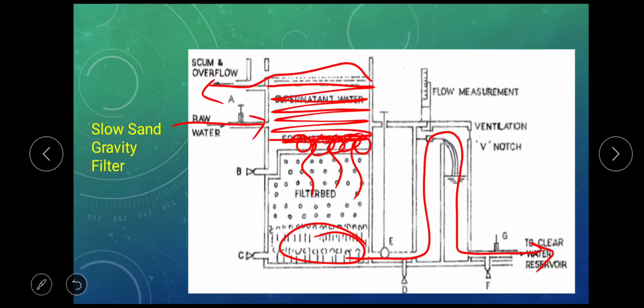With the passage of time, the thickness of this slime layer increases, which reduces the filtration rate. So we have to clean the filter at regular intervals. While cleaning, we just scrape off this layer and remove it through valve number B.